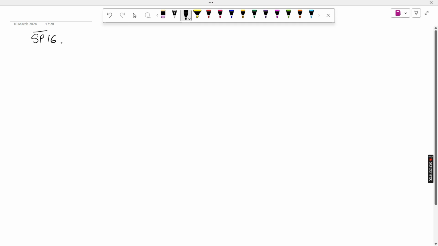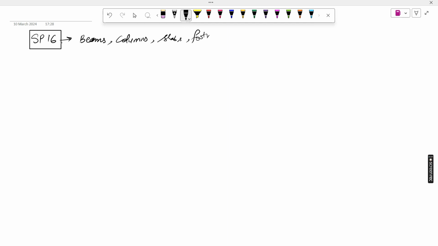SP16. I think you have heard this type of name. What is the use of this? By this you can easily design beams and columns and slabs and footings. It's based on our Indian standard code, that is IS 456 2000.